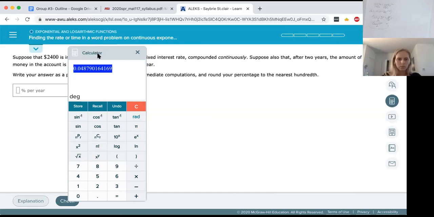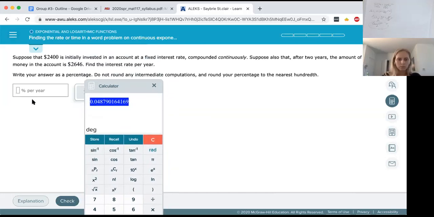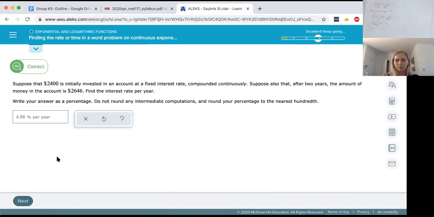And then your answer is a percent, so that moves twice to the right. So it'd be 4.88. It wants you to round to 2 decimals, so 4.88%. Hopefully. Yeah, round to the nearest hundredth. Yeah, that looks right. I hope so. Okay.